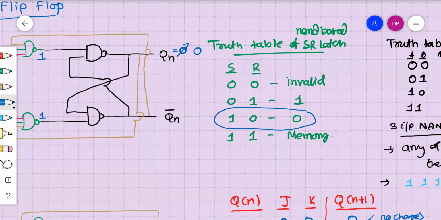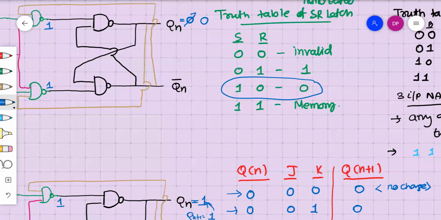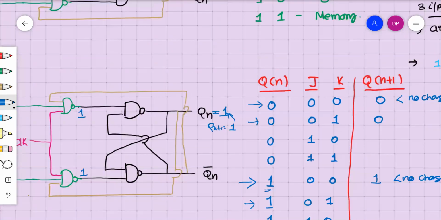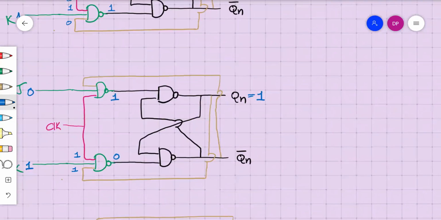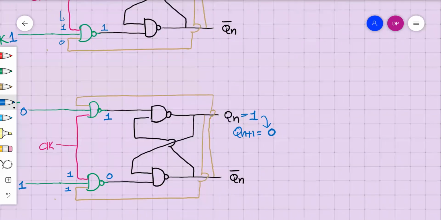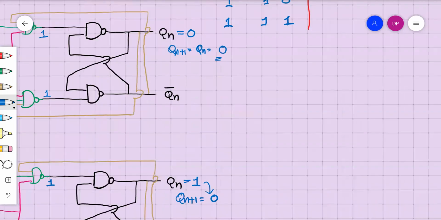When S is 1 and R is 0, the output is 0. So we will get Qn+1 equal to 0. So 1 was the previous state, and the next state will be 0. So let's note it: it's 0.